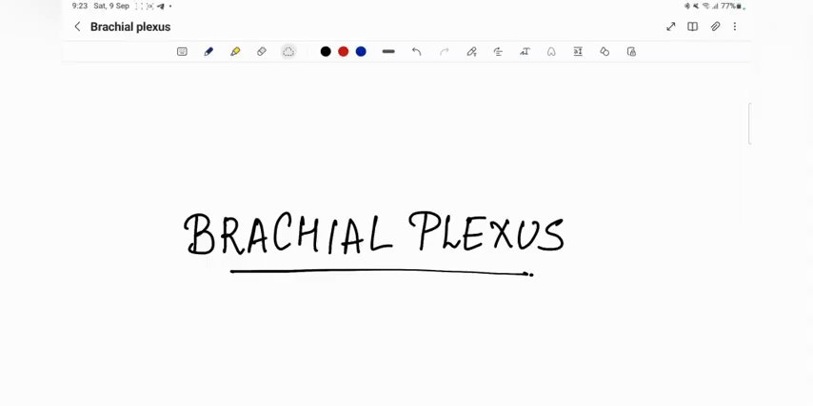Hello everyone. So today we are going to discuss a very important topic of the first professional MBBS, which is brachial plexus. We'll be dealing with this under a few subtopics. First we'll discuss what is brachial plexus, and then we will be talking about the components of brachial plexus, then the branches that arise from the brachial plexus, and finally the clinical correlation associated with brachial plexus.